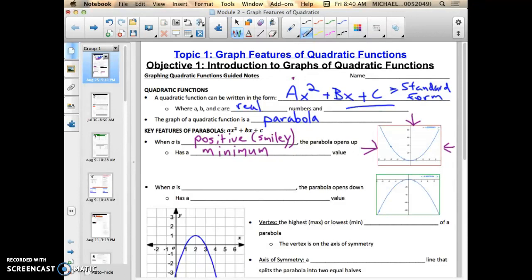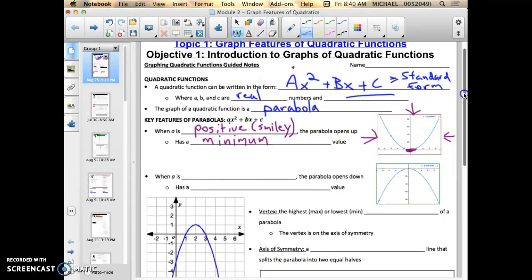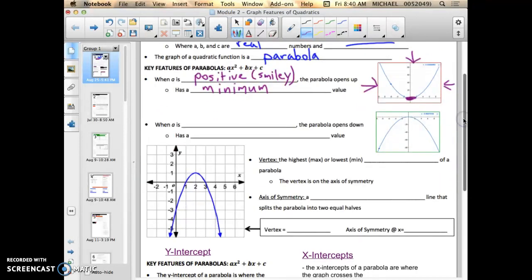If you notice, there is the minimum value. You'll hear me say mountaintops and valleys. That is a valley. It meets at a low point, as do valleys. All right, moving on.